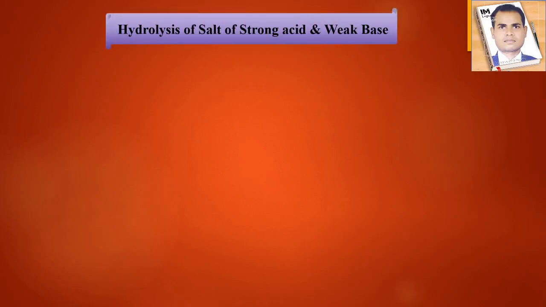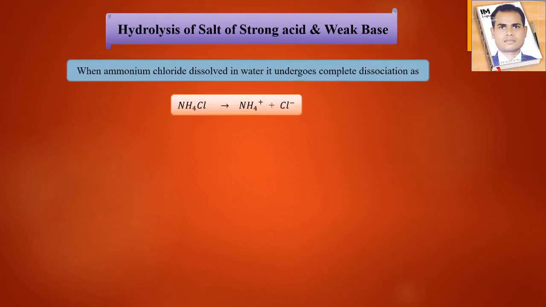And in this video lecture, we are going to study hydrolysis of salt of strong acid and weak base. Now, consider the example, hydrolysis of ammonium chloride, which is a salt of strong acid and weak base. When ammonium chloride dissolves in water, it undergoes complete dissociation. So NH4Cl will dissociate in this way: NH4 plus and Cl minus. In this way you will get separate ions, cations and anions.